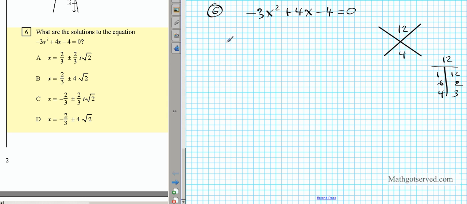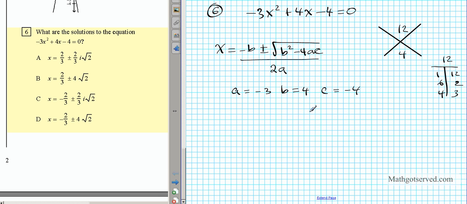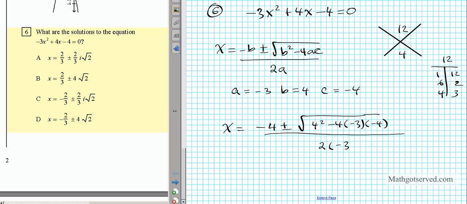So since this doesn't work, we have to use the quadratic formula. X equals negative b plus or minus the square root of b squared minus 4ac over 2a. Okay. So in this problem, we know that a is negative 3, b is 4, and c is negative 4. So we're going to plug in everything. So we're going to have x equals negative 4 plus or minus the square root of b squared, which is 4 squared, minus 4ac, 4 times negative 3 times negative 4, and the whole thing divided by 2a, which is 2 times negative 3. Okay?